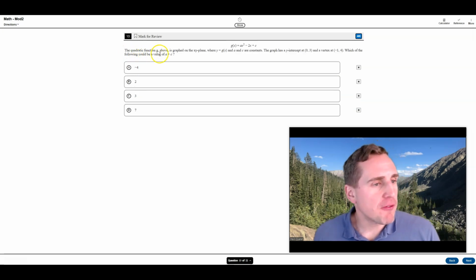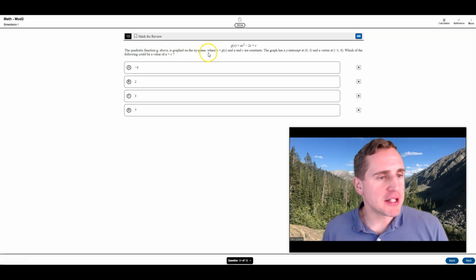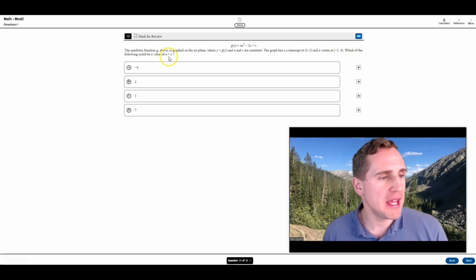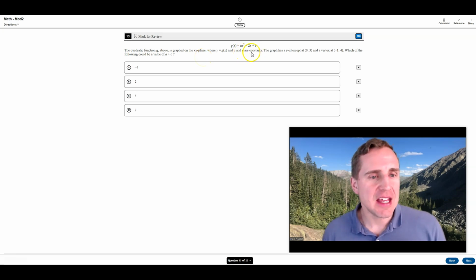Okay, it says the quadratic function g above is graphed in the xy plane where y equals g of x and a and c are constants. The graph has a y-intercept at 0, 3 and a vertex at negative 1, 4. Which of the following could be the value of a plus c? One thing we know is that c is going to be 3. How do we know that?